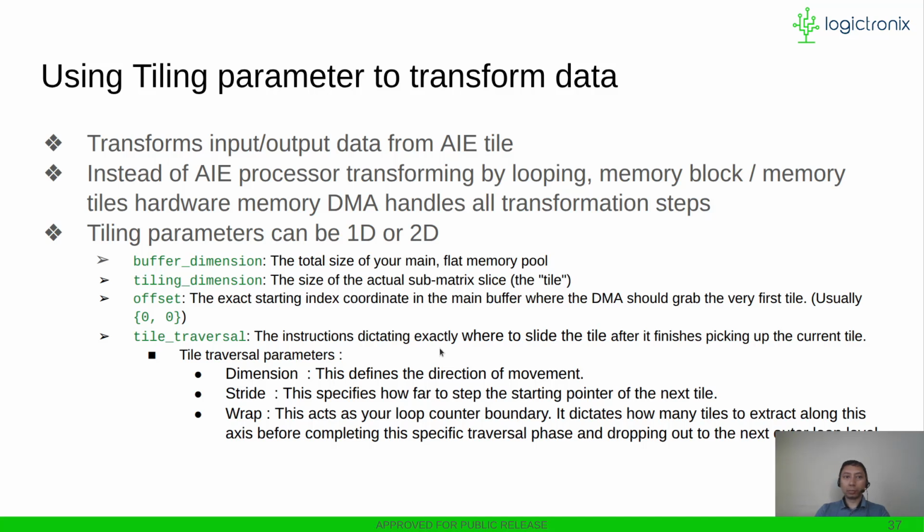Next, when you go for vector processing, we'll look into the tiling parameter and how it changes our processor capability. What it does is transform the input or output data, for example from vector data or packed data to unpacked data. Depending upon your requirement, you can transform the memory data.